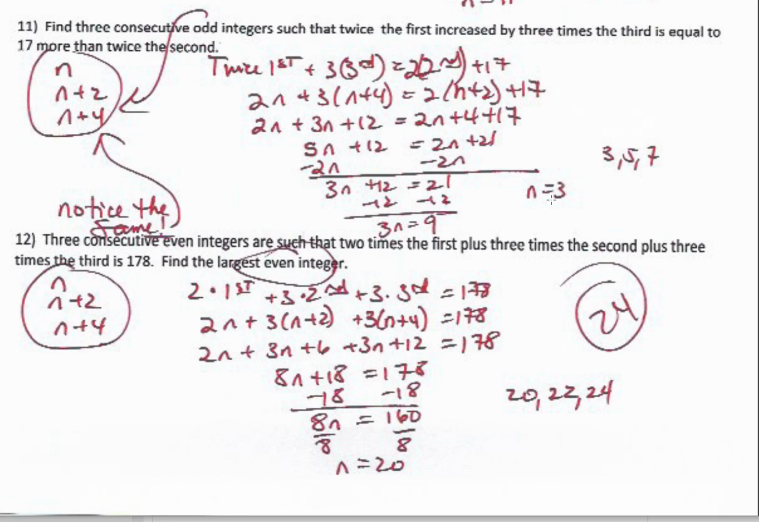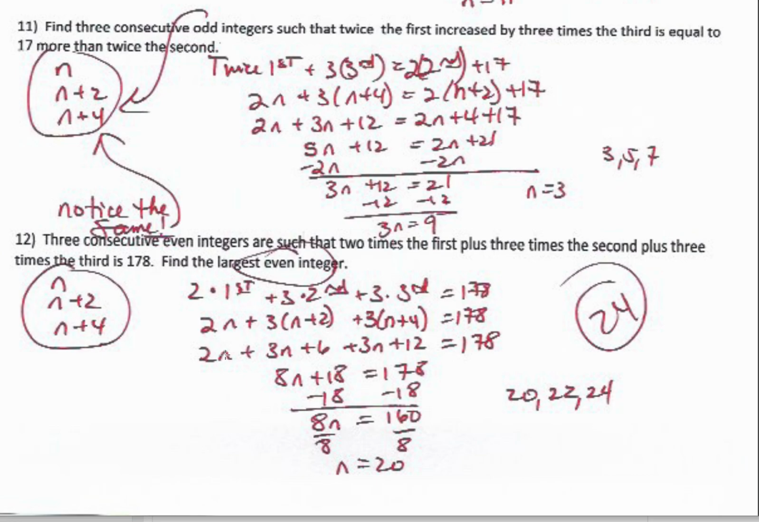Number 12. This time it says, we already did the 3 consecutive even integers. It says such that 2 times the first, there it is, plus 3 times the second, there it is, plus 3 times the third, there it is, equals 178. 2 times the first is 2n, 3 times the second is 3n plus 2, 3 times the third is 3n plus 4. Distribute, 3n plus 6, 3n plus 12, add in that 2n in the beginning.